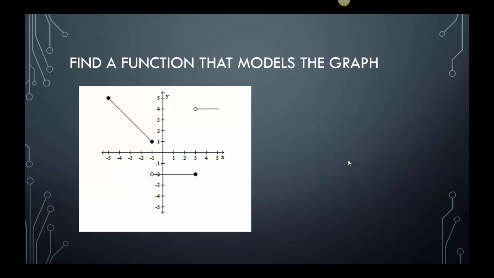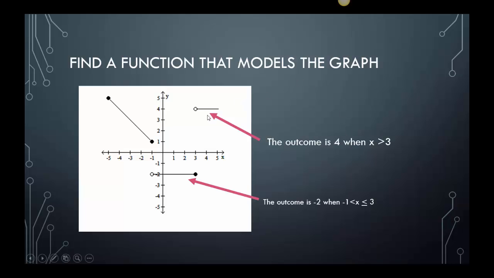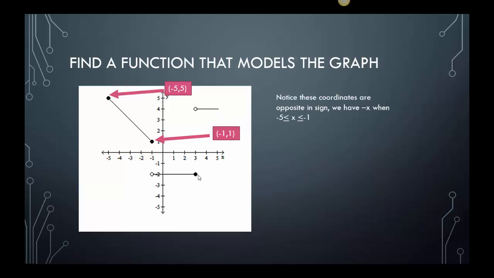And let's do the easy pieces first. And these are the easy pieces. They're just the horizontal lines. So this top one is 4. And when does that happen? Anytime X is bigger than 3. The smaller one is -2, and that happens anywhere from -1 all the way up to and including 3. So notice I'm looking at what outcome did I get? That's my Y, but the input is my X. So this other one that's a little trickier, I wanted to say, let's pay attention to these points and say, do we see anything?